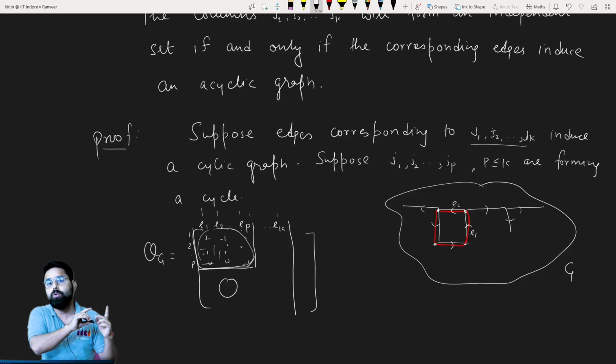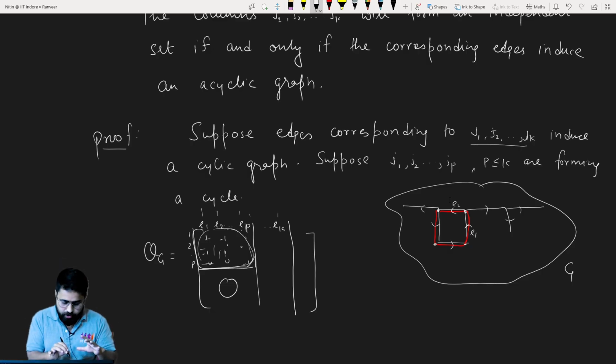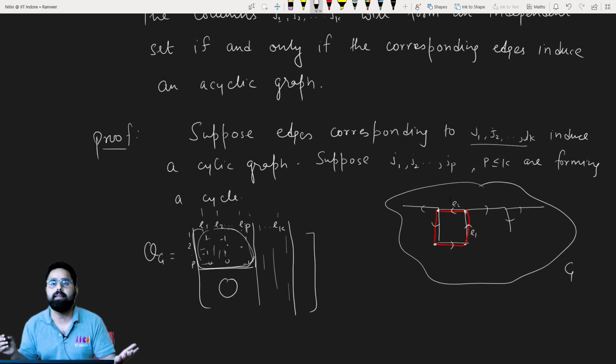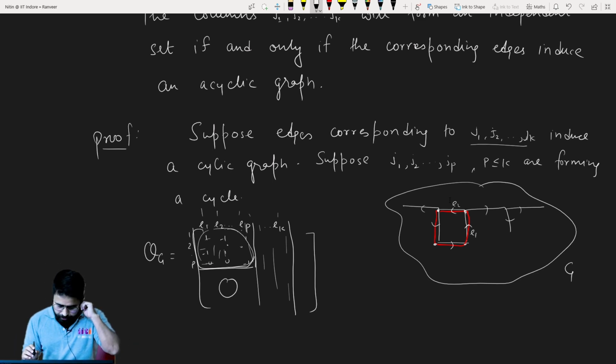We have seen that the row rank is equal to the column rank. Now, if these columns are dependent, then adding a zero column doesn't matter. So E1, E2 up to EP, all these columns of this matrix QG are linearly dependent. Whatever columns you add to this, the whole set will be linearly dependent because you can write a linear combination equal to 0. So all the columns E1, E2 up to EP form a linearly dependent set. This was the very easy part.